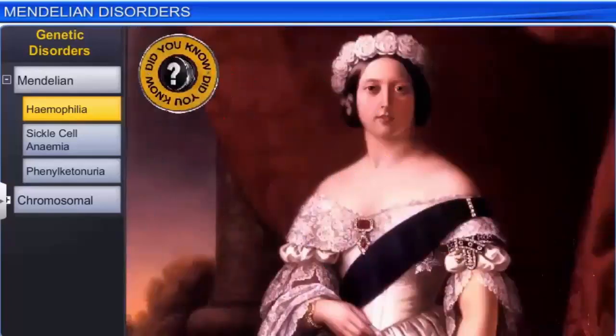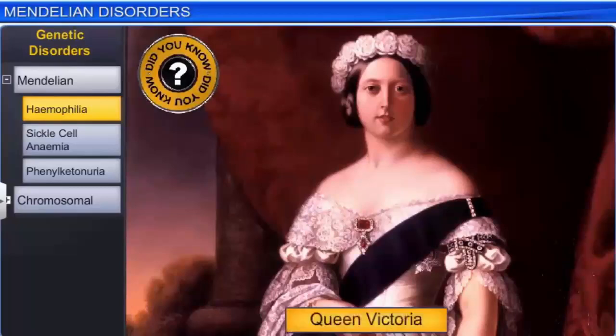Did you know that hemophilia is also known as a royal disease, as Queen Victoria of England was a carrier of this disease and had passed it to her descendants?